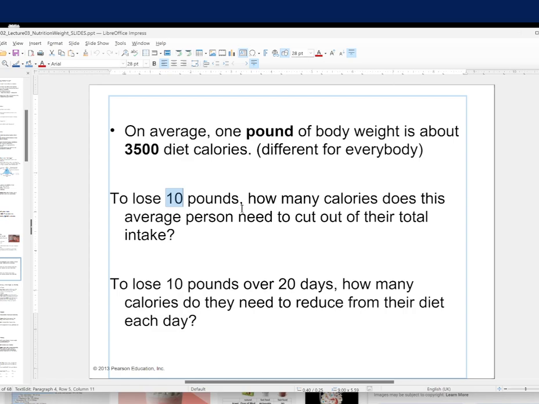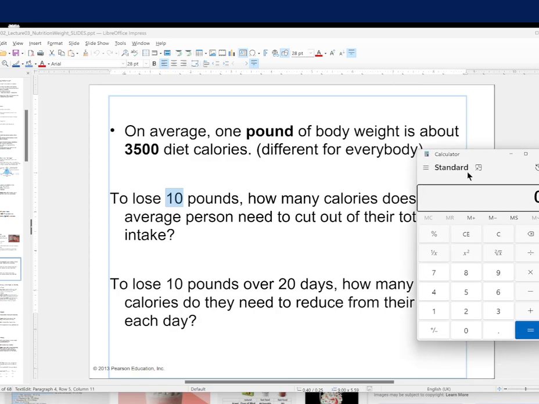Then you add up all the calories you eat for an entire year, 365 days, and then what you do is figure out a way to reduce it by 3,500 times 10. What does that come out to? Here's my calculator. 3,500 times 10. Can anybody do it in their head? How do you multiply a number by 10? You just move the decimal point over. So 35,000.